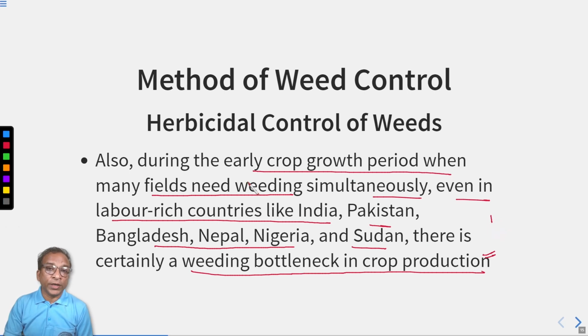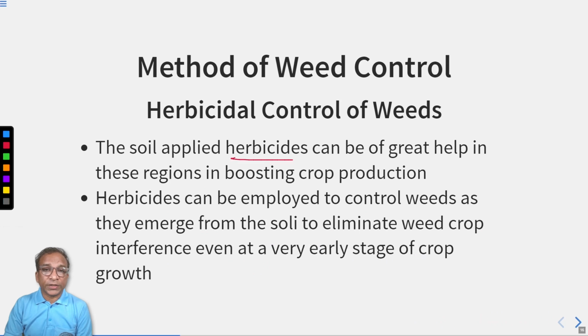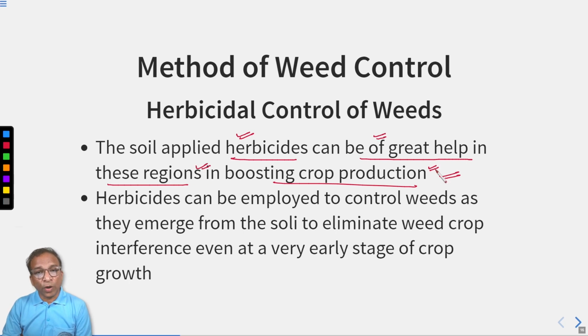So if you are using herbicides in your cropland to eradicate these weeds, then it may affect your crop production as well. So this is very important to take care of. Soil applied herbicides can be of great help in these regions in boosting crop production, because they will only alter the numbers of weeds. They will not affect our crop production. So this is one of the important options, the soil applied herbicide we can use.